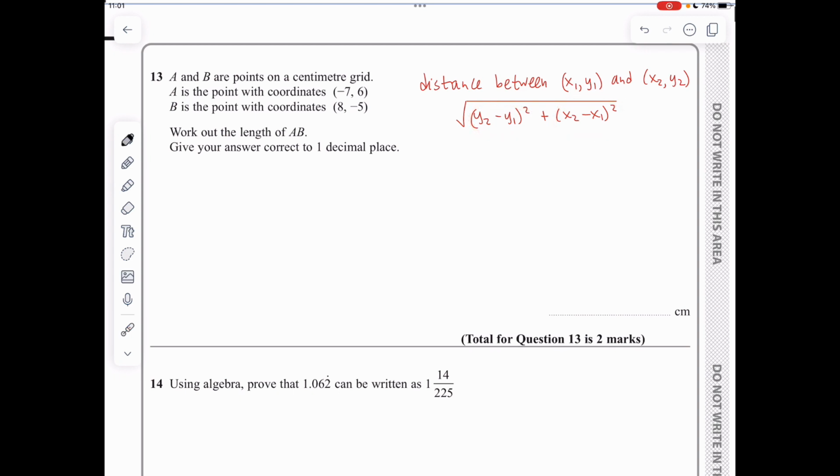So this is essentially Pythagoras theorem. So in our case, AB, it's going to be -5 minus 6 squared plus 8 minus -7 squared and all square root. I will plug this on the calculator and I get 18.6 centimeters.